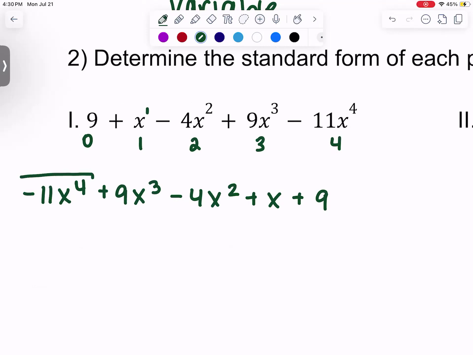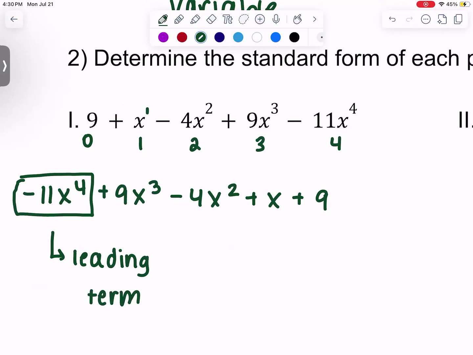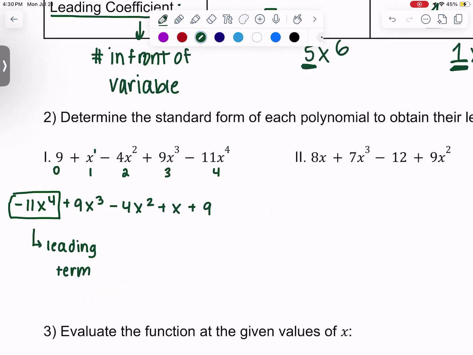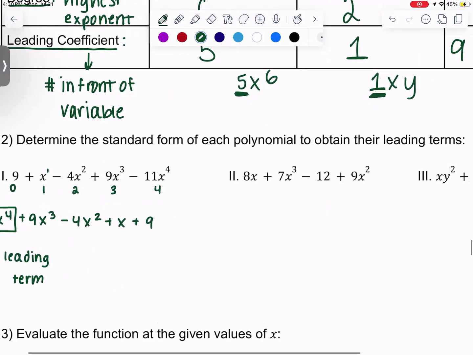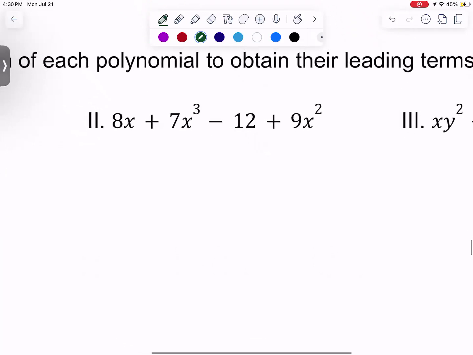Your leading term is negative 11x to the 4th. The whole term is negative 11x to the 4th. Okay, a lot of different definitions inside of these same things. Look back in front of that blue sheet for today. The whole leading term is negative 11x to the 4th. The degree is 4. And the coefficient is negative 11. Okay, this question wanted the leading term, so we're going to box the whole thing.